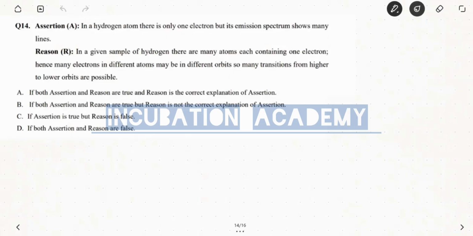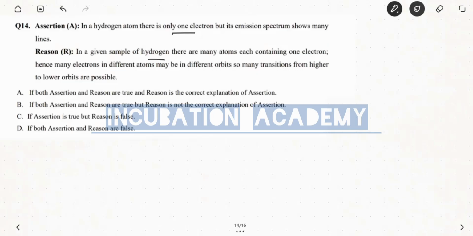The first statement is given as the assertion: in a hydrogen atom there is only one electron, but its emission spectrum shows many lines. The second statement, which is the reason: in a given sample of hydrogen, there are many atoms, each containing one electron. Hence, many electrons in different atoms may be in different orbits. So, many transitions from higher to lower orbits are possible. So, let us discuss this, and obviously, here also the four options are given.